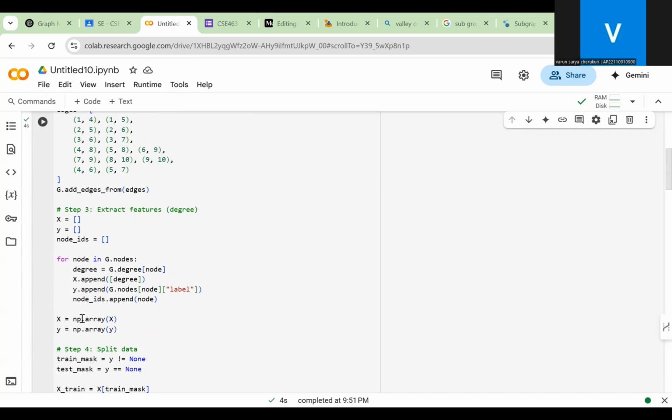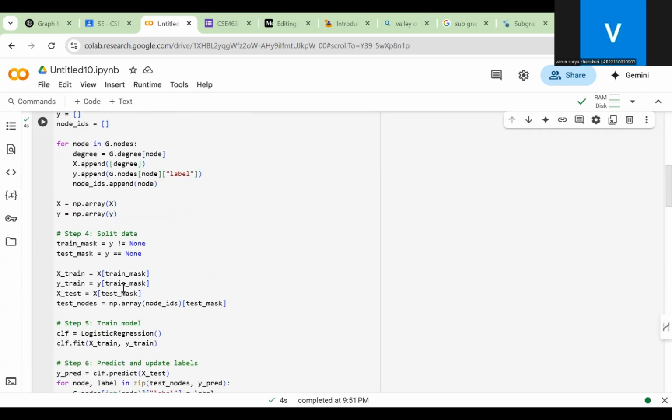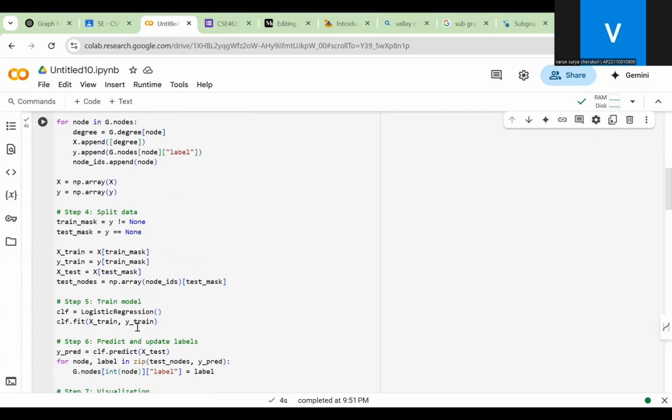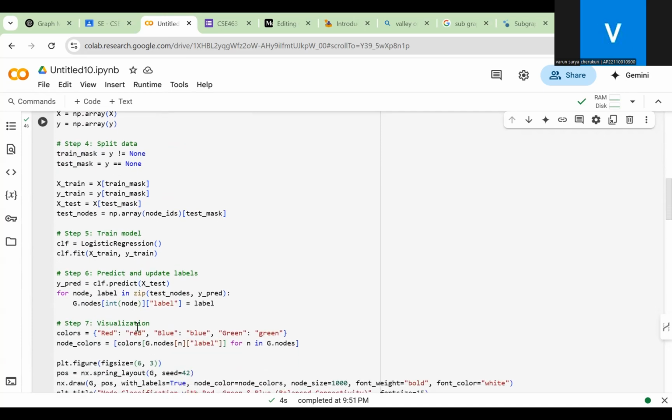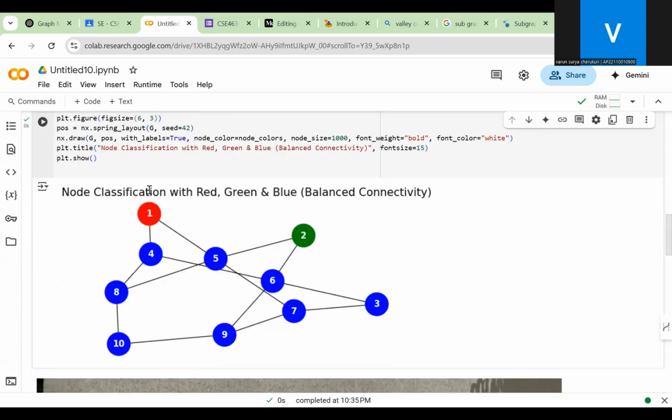And in the X array we're going to put the values, the degrees, and in the Y array we will put the values of the labels. We will split the data and train the logistic regression model, and based on that we will do the predictions. Let us run this code and see what the output will be.